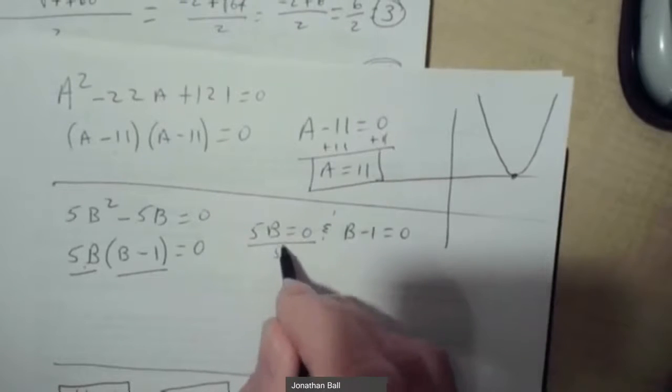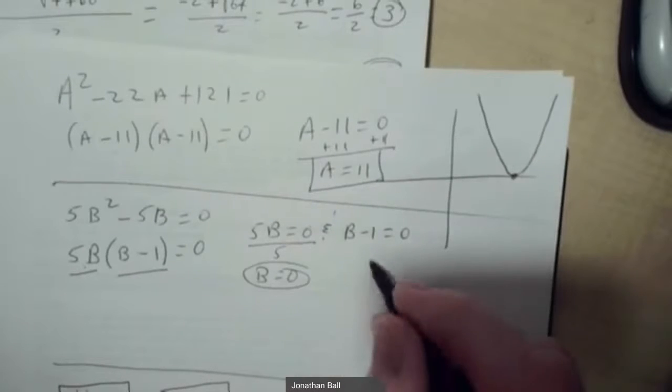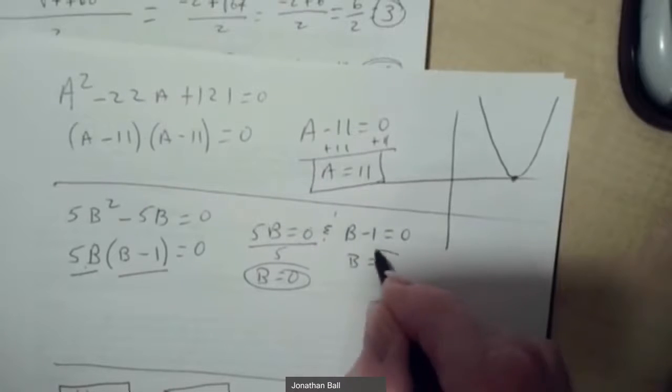Here we divide by 5. So b is going to equal 0. 0 divided by 5 is 0. And here we're going to add 1 to each side. So b is going to equal 1.